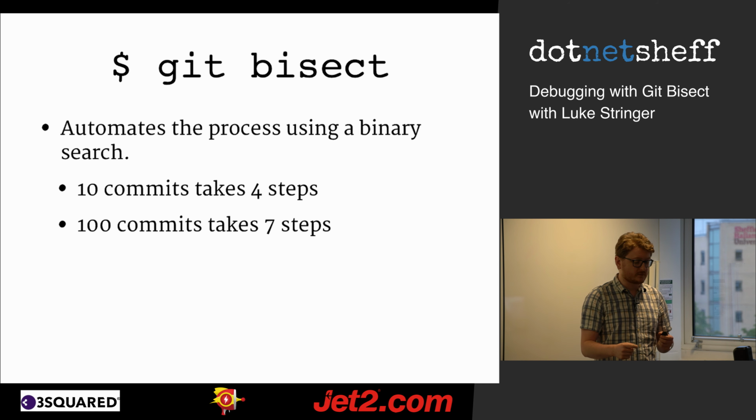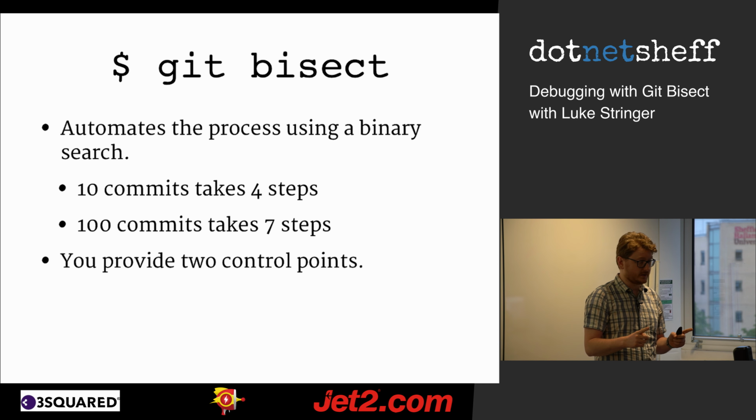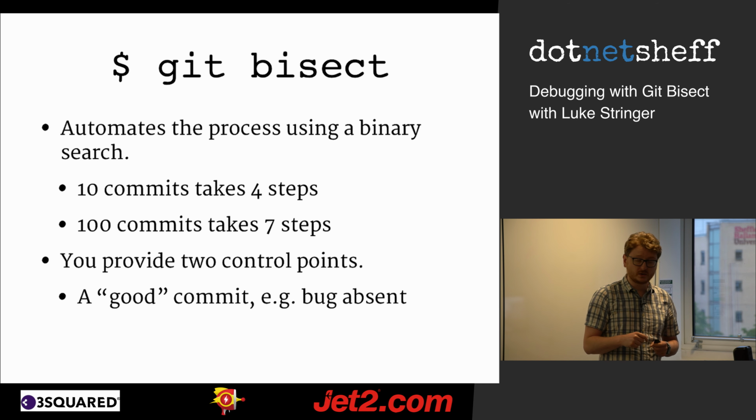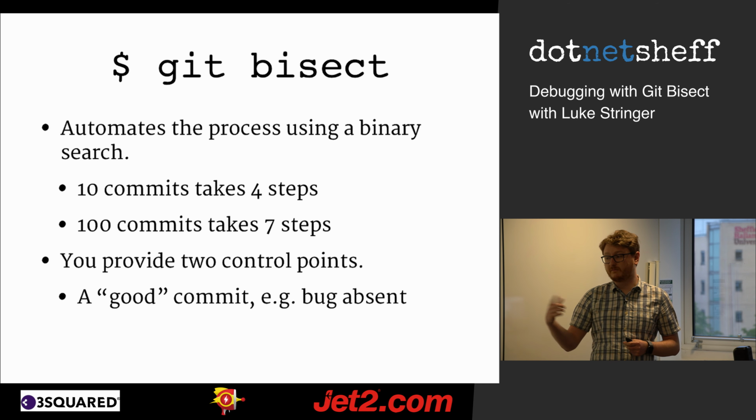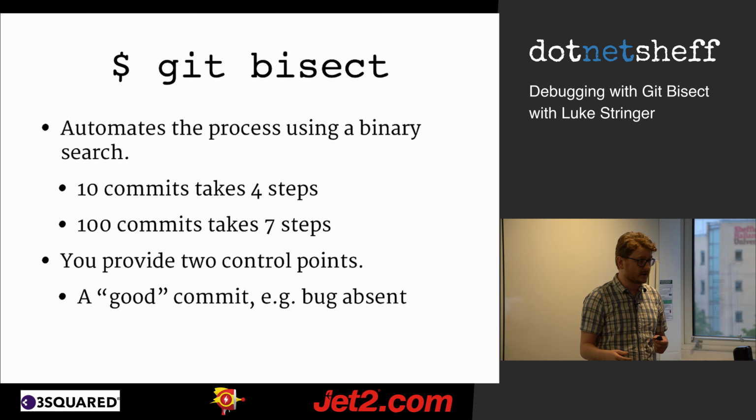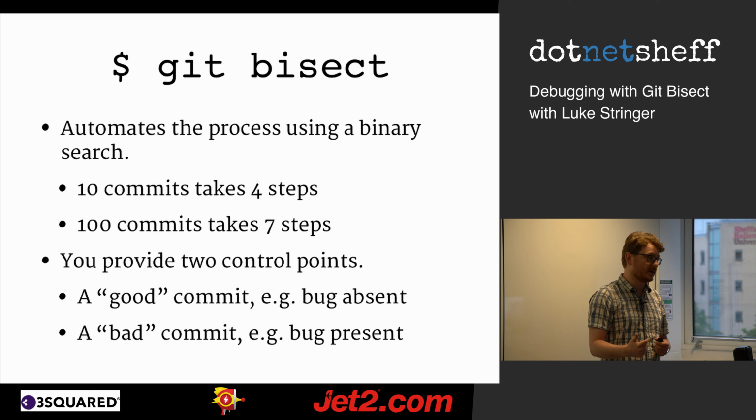But for this to work, you've got to provide the algorithm with 2 control points. The first control point is the good commit, and the terminology here is good. So this is the commit where the bug is not present, so everything's fine. And you need to give it a second control point, which is the bad commit, i.e. where the bug is. And once we give Git Bisect this information, it can figure out, with your help, where the bug is, basically.